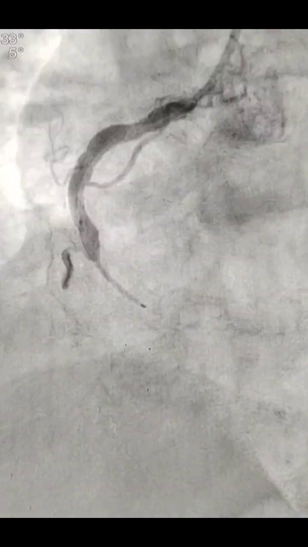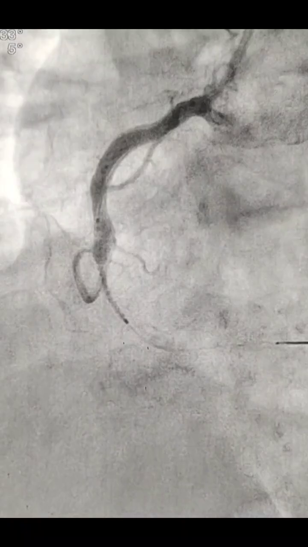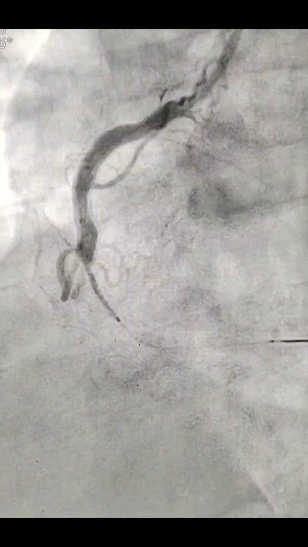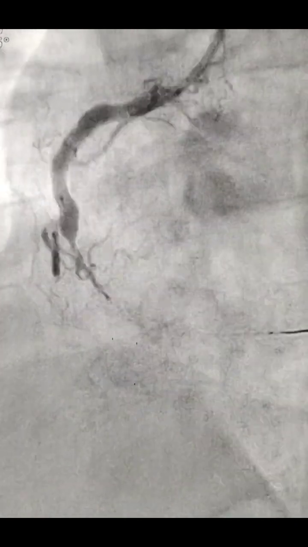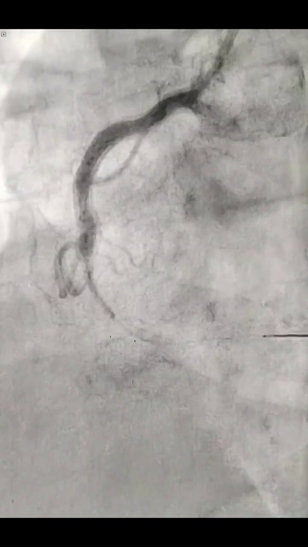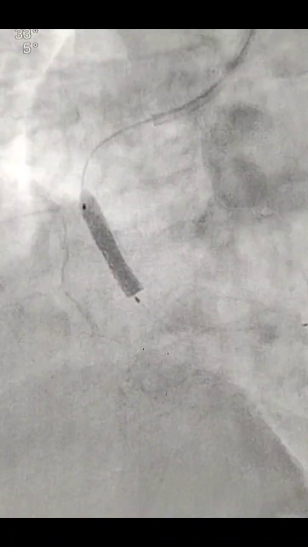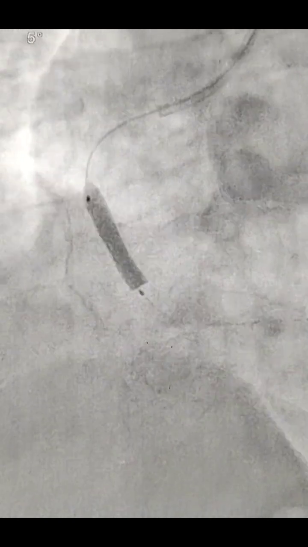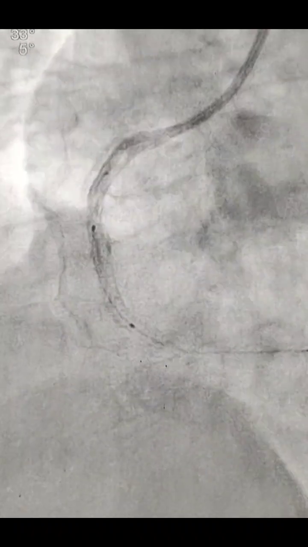So this is the 3.5 into 20 stent, and as soon as I placed the stent over there, this has happened, flow again has gone. This happens in ACS. So as early as possible, I deployed the stent, it was 3.5 into 20. Nominal was 8. I deployed up to 14, and RBP was 16. So this is the picture after deploying the stent.